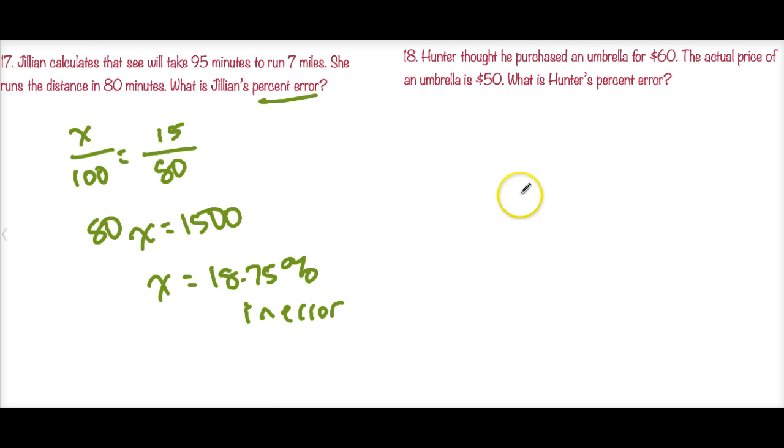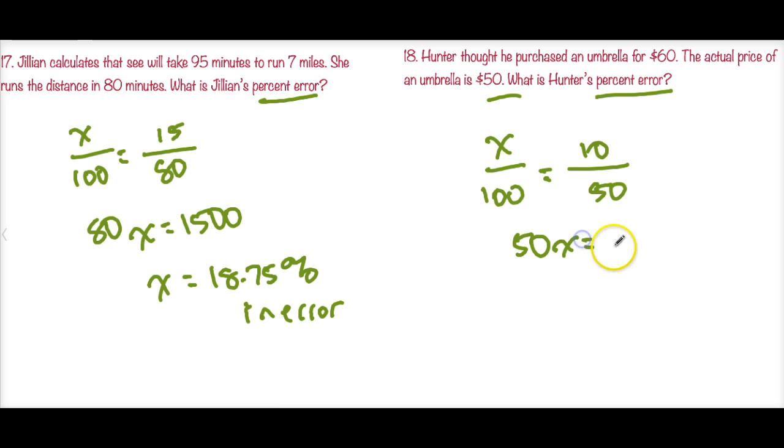Number 18, otherwise known as your last question. Hunter thought he purchased an umbrella for $60. The actual price of the umbrella was $50. What is Hunter's percent error? So again, we don't know the percent. We know it's over 100. We know that the actual price was 50. The difference between the two was 10. So my percent error was 20% in error.